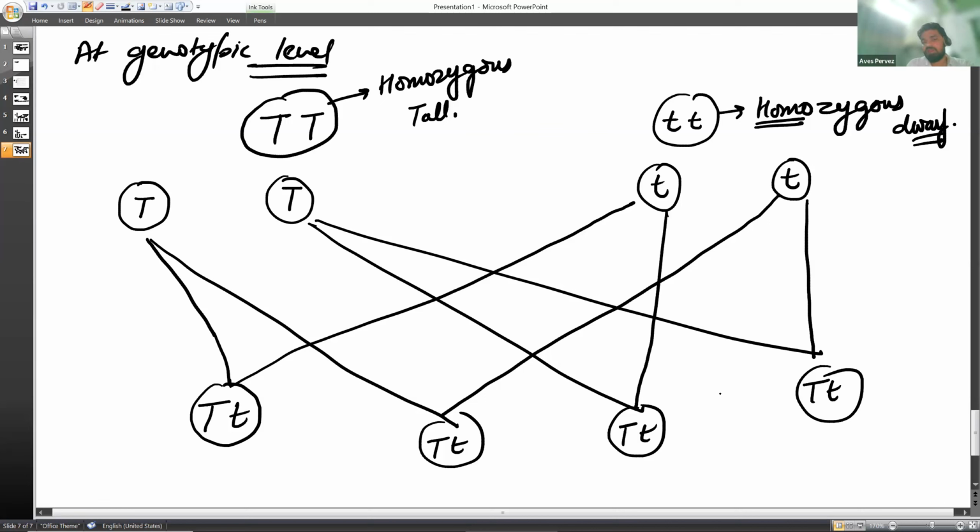Yes, sir. Now, what he is saying here is that this capital T and small t are two different genes. One is the tallness gene, and this is the dwarfness gene. But he saw that still this plant is tall, though it has both genes. This is the heterozygous condition. He called it heterozygous because they are different. Hetero means different.